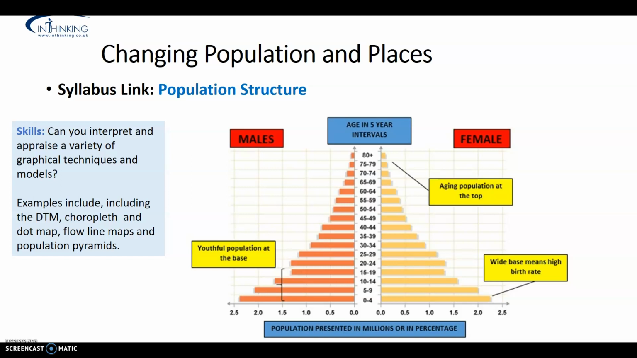We see this through the youthful population at the base, a very wide base, meaning a high birth rate. But notice how that base narrows quite quickly. So this population has a high child mortality rate.